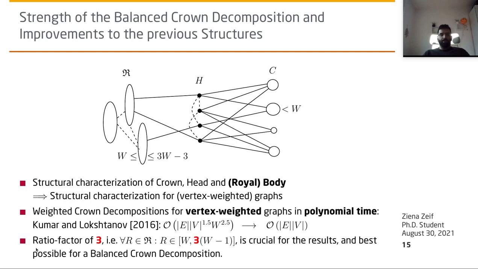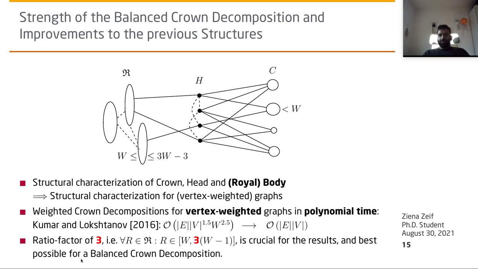Next, I'd like to point out the ratio factor of 3, which describes the weight of each part of our connected partition of the body. We guarantee that we find the connected partition of the body such that each part weighs between W and 3 times W minus 1, where 3 is the ratio factor here. This ratio factor is crucial for all of our results. For example, all kernelization and approximation results contain this ratio factor of 3.